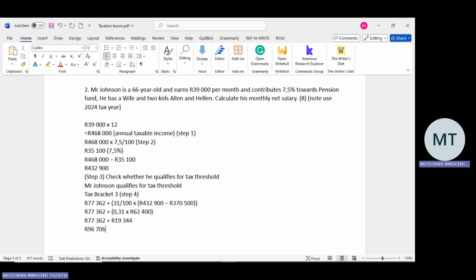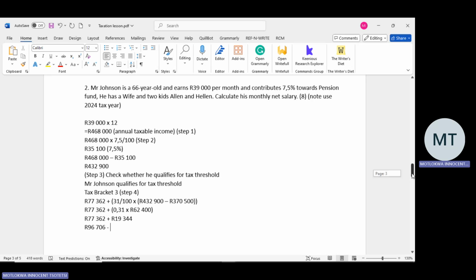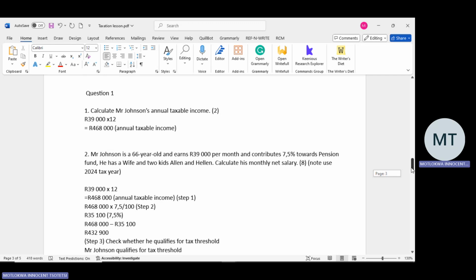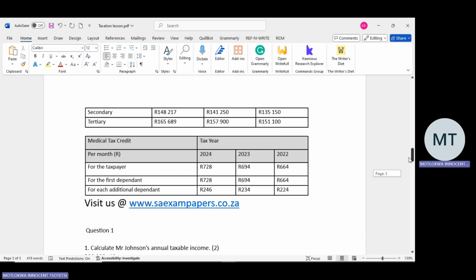So now we are moving to the next step. Remember, step number 4. Actually, sorry guys, step number 5, whereby we are deducting the rebates and also the medical credits. Now we are going to deduct the rebates. We are going to check how old Mr. Johnson is. We can see that Mr. Johnson is a 66-year-old. So let's check the rebates.